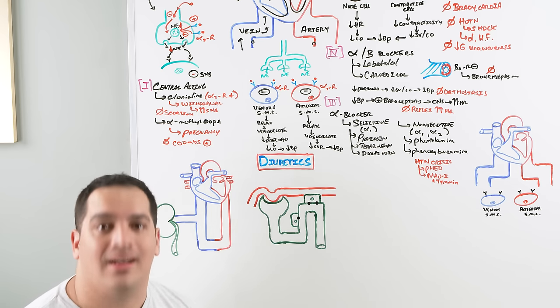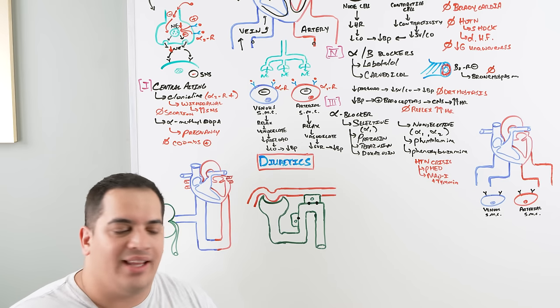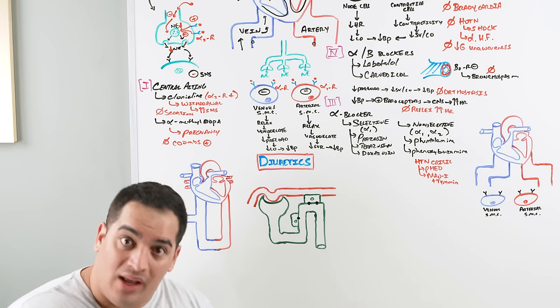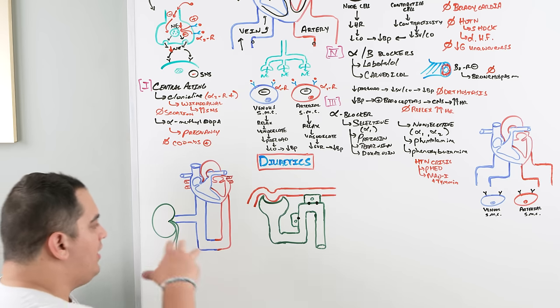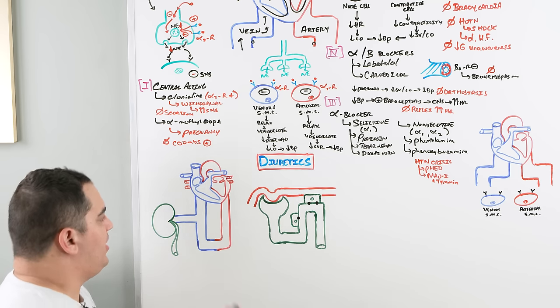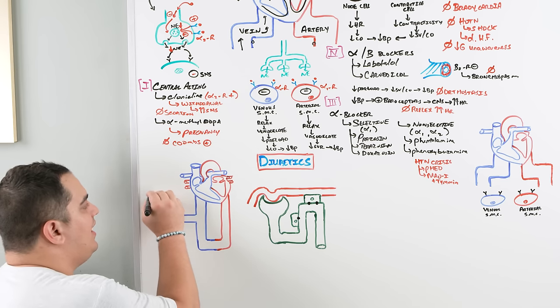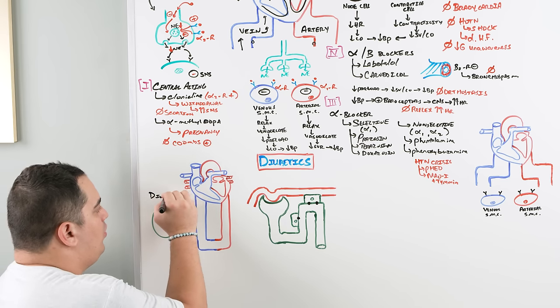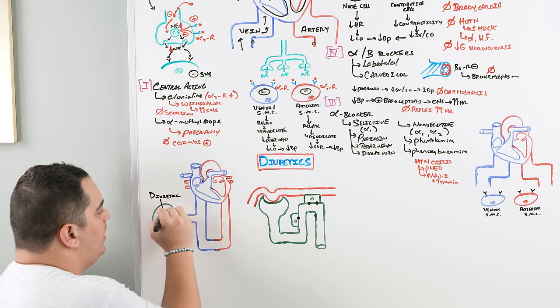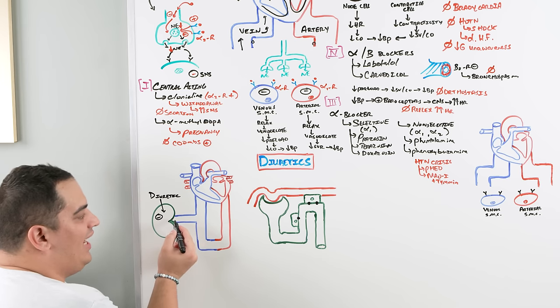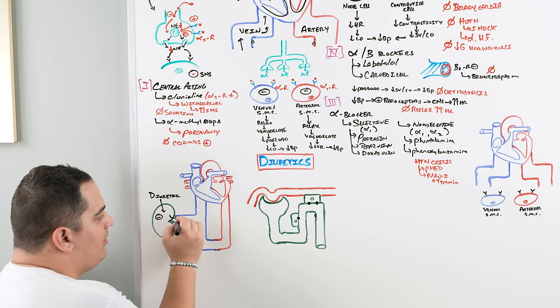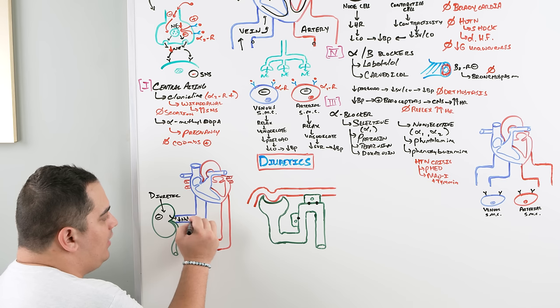Now the whole basic concept of why we would use diuretics in the treatment of patients with hypertension is relatively straightforward. And the concept of it is that when you give a particular diuretic, what a diuretic is doing is it's inhibiting sodium and water retention. So it's really inhibiting the kidneys from being able to retain any sodium and water. So there's going to be less sodium and then subsequently less water.